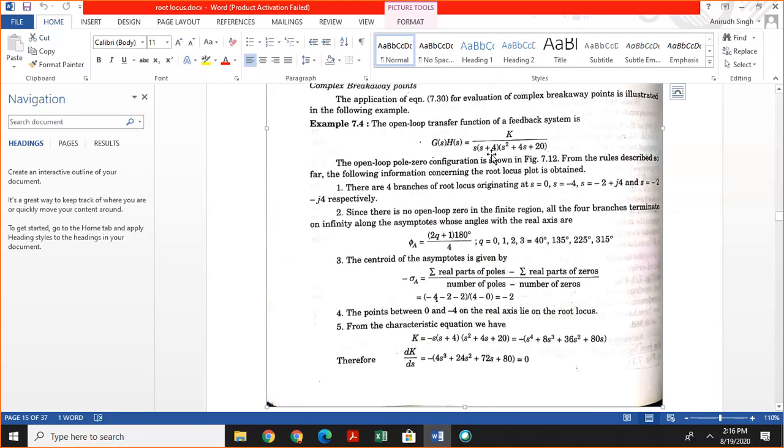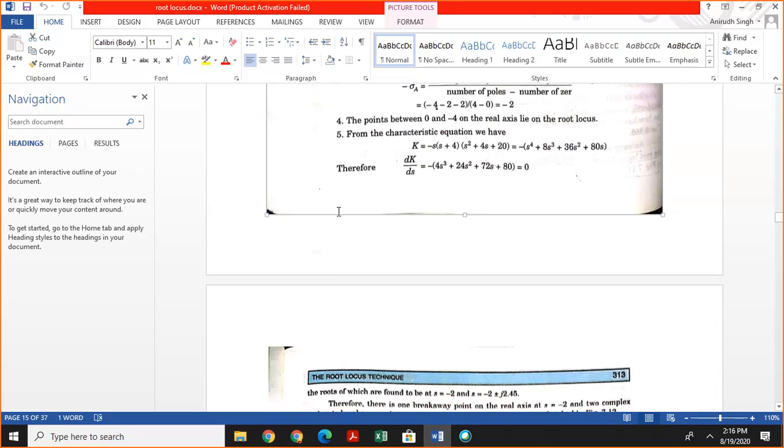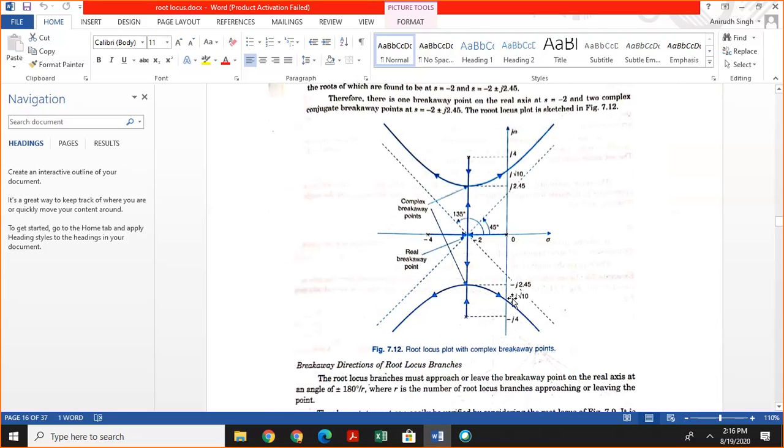First pole is at s is equal to 0. Second pole is at s is equal to -4. And calculate the roots of this equation. You get the location of the next poles. Third pole is at -2 plus 4j, and fourth pole is at -2 minus 4j. And this is the pole zero plot: s is equal to 0, s is equal to -4, s is equal to -2 plus 4j, and this pole is located at -2 minus 4j.